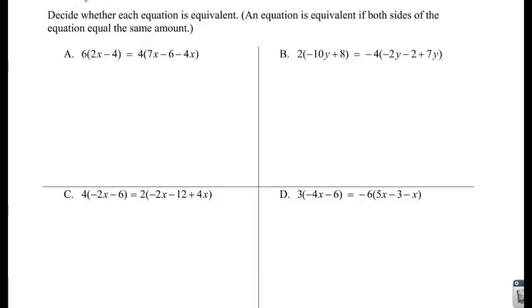The question is, decide whether each equation is equivalent. And it says an equation is equivalent if both sides of the equation equal the same amount. So, for example, if I said, does 4 plus 1 equal 8 minus 3? Well, 4 plus 1 is 5. 8 minus 3 is 5. That would be an equation that is equivalent.